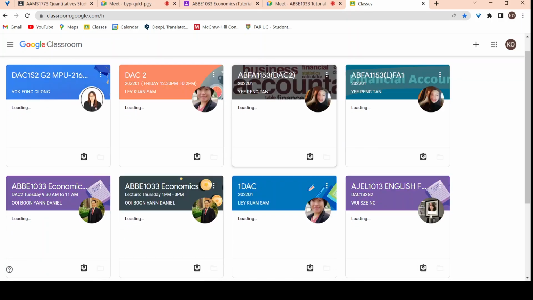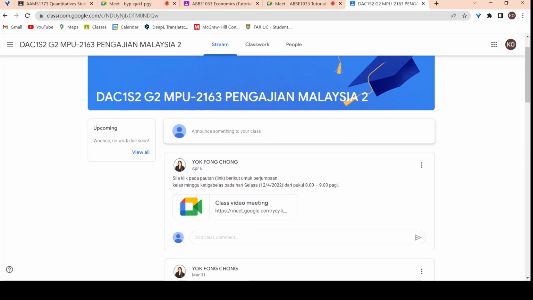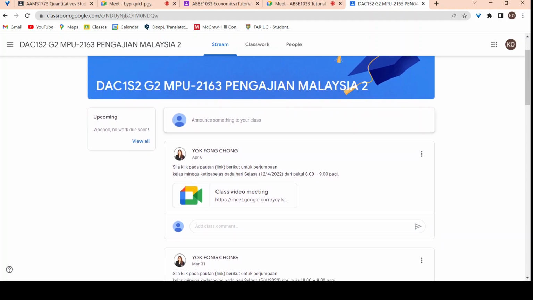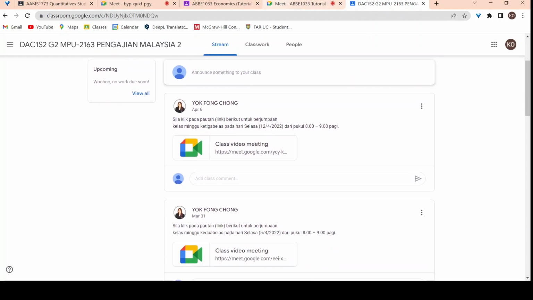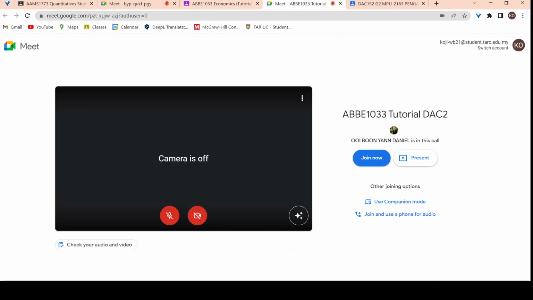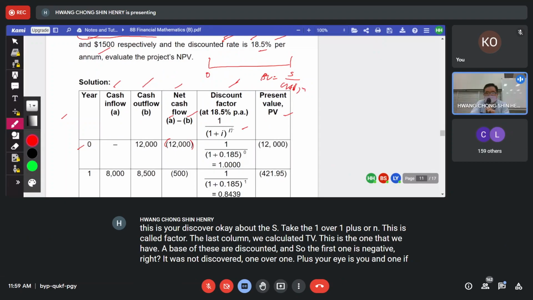The last column, we calculate the PV. This is the one that we have to calculate, based on the discount factor and the net cash flow. So the first one is negative, right? Okay, what's your discount factor? 1 over 1 plus i, where your i is 0.185, right? 18.5%, 0.185.